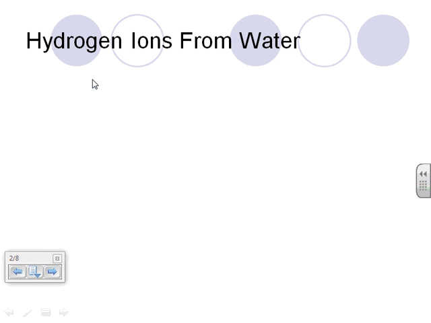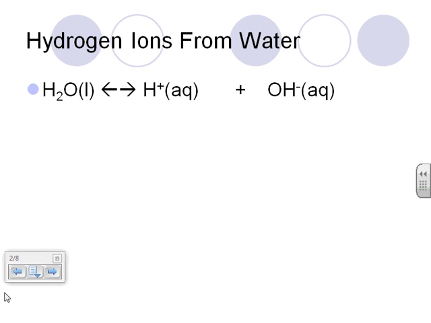This is section 19.3. Let's take a look at some basics, what pH is. Hydrogen ions from water, that is what we're looking at. The hydrogen ions, remember they contribute to what pH is.